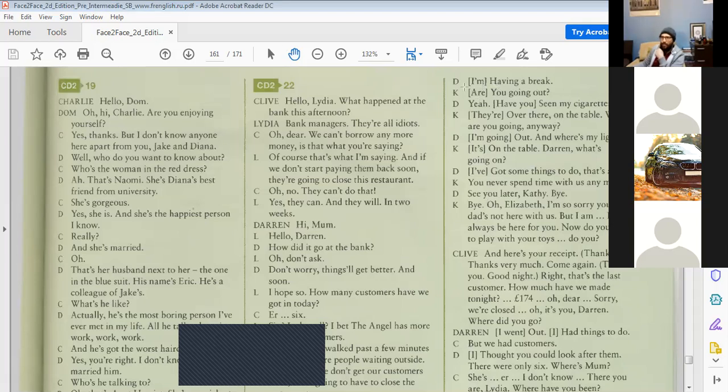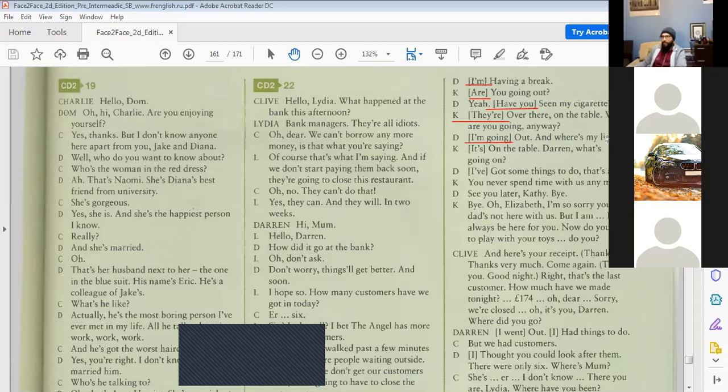Okay, so let's look for all the missing words from the beginning. So the first one is, what is it? I'm. Yeah, he didn't say I'm. And then she asked him, she said, you going out, so she didn't use are. And then he didn't use have you. And also Kathy, she didn't say they're over there. She just said over there. And here also, what did Darren say when she asked him, where are you going? Out. He didn't say, I'm going out.